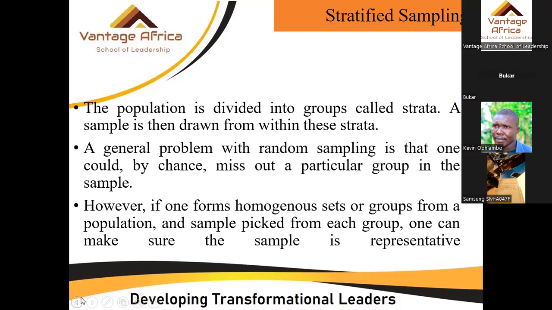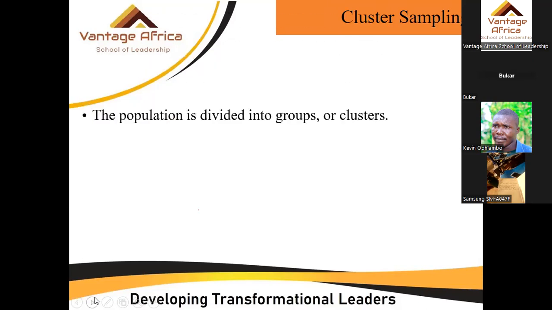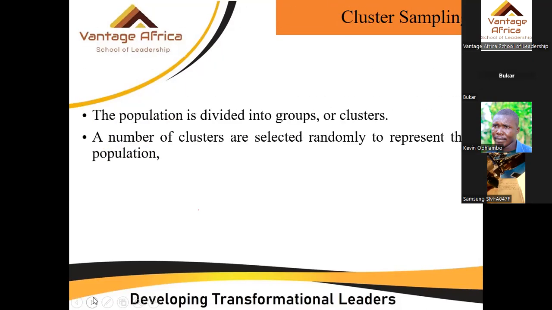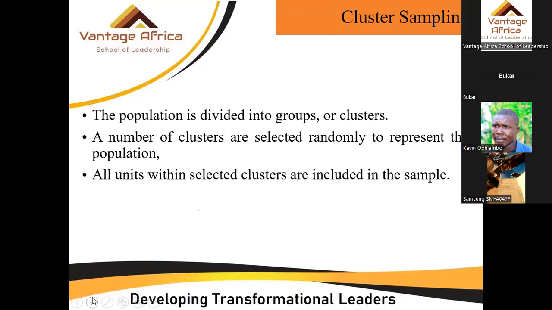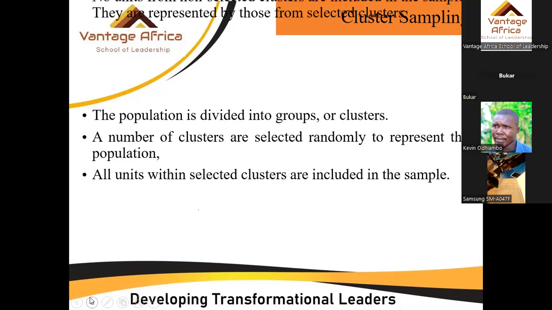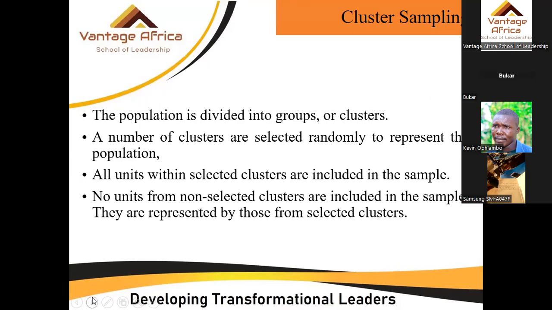Now, cluster sampling. The population is divided into groups called clusters. A number of clusters are selected randomly to represent the population, all right? All units within the selected clusters are included in the sample. So we have departments. Let's say we have 10 departments in an organization.